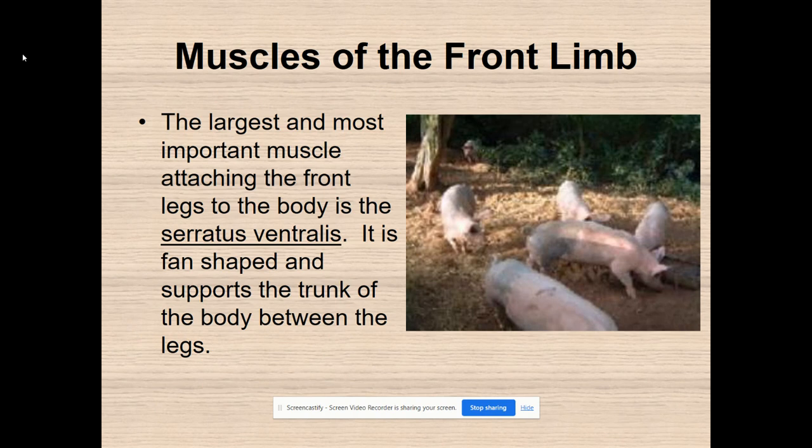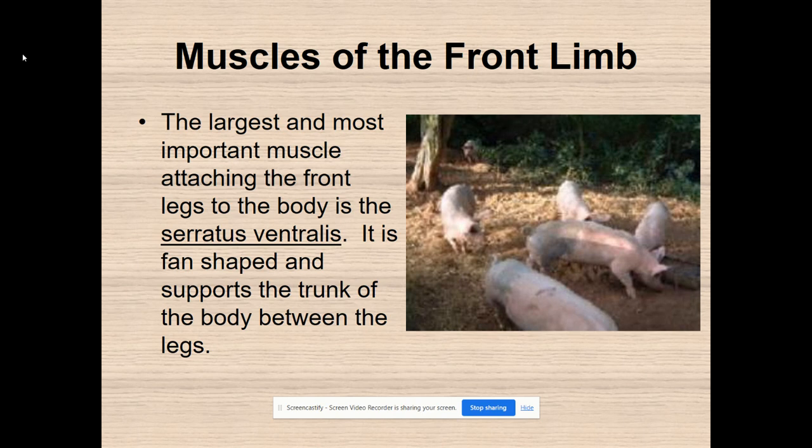Now, we talked in class last week about how, when we synthesize this idea of muscle and muscle use and lean it more towards what food products are, the bigger the muscle use, the bigger the muscle is. As we divide those muscles into the front limb and the hind limb, we find that the muscles in the front limb get quite a lot more use. They attach the front legs of a four-legged animal to the body, pretty fan shaped. But the thing that gives them that high use is that it supports the trunk of the body between the legs.